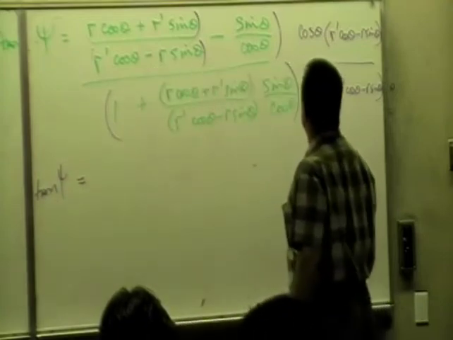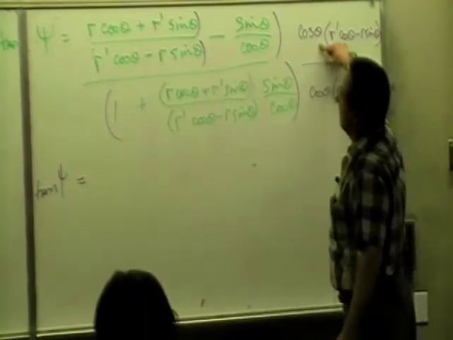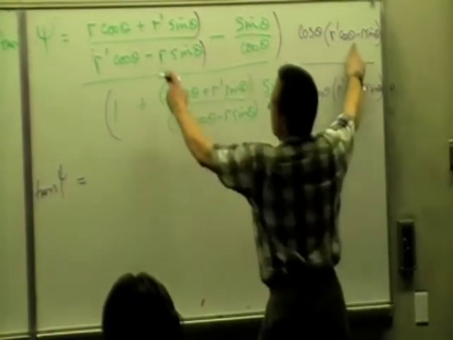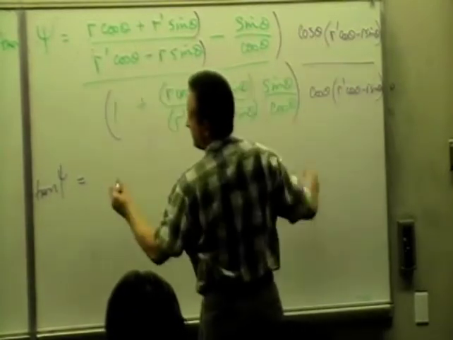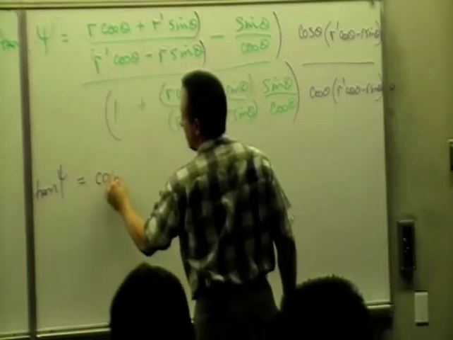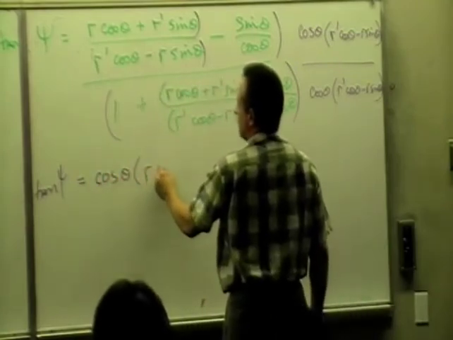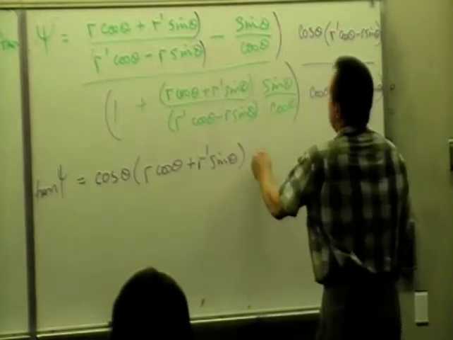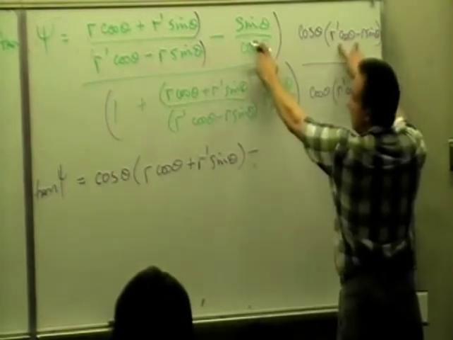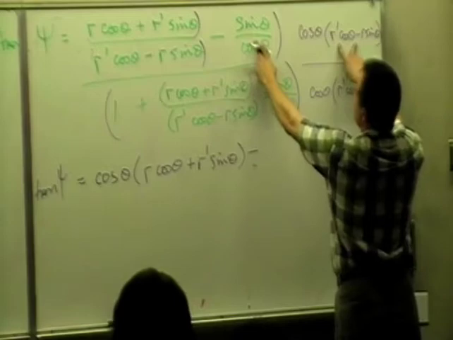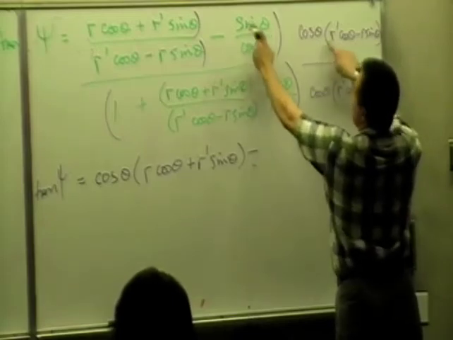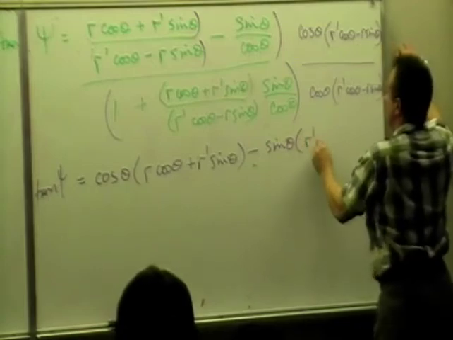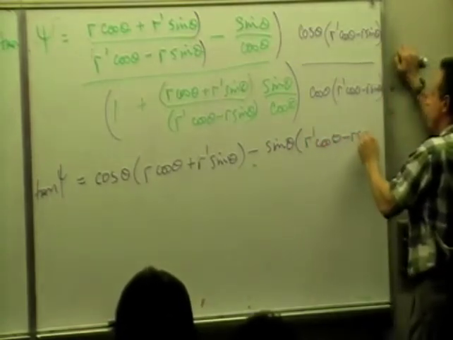Tangent of psi equals what? This quantity times this quantity. You can see this denominator cancels with this. You just get the cosine of theta times r cosine theta plus r prime sine theta. Multiplying these two quantities out gives you what? Cosines cancel, you get sine of theta times r prime cosine theta minus r sine theta.